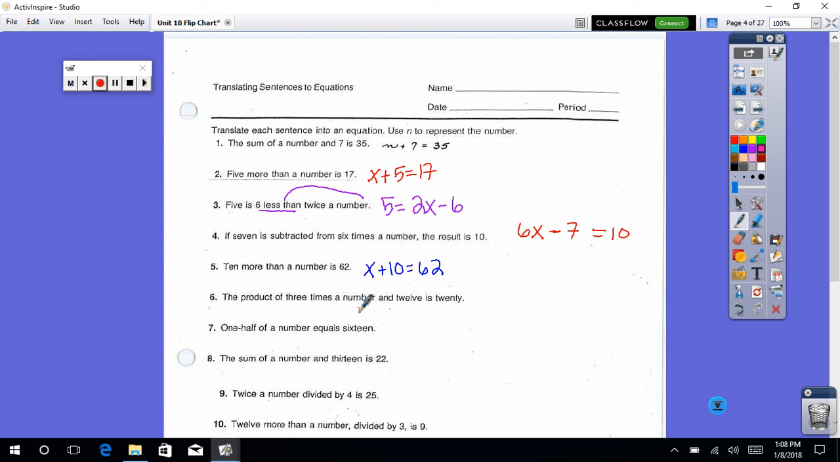The product of 3 times a number and 12 is 20. 3 times a number and 12, so they're basically saying 3x times 12 is 20.